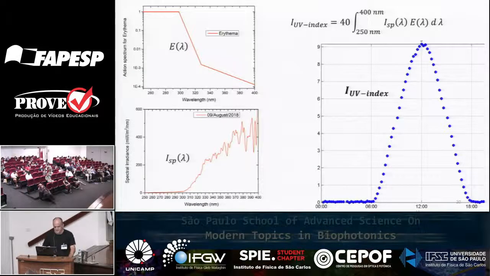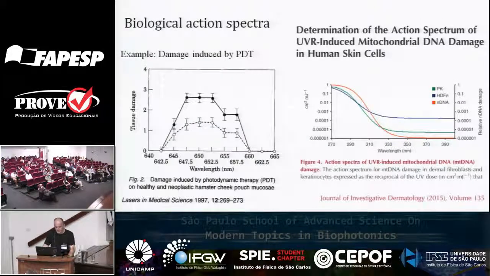To better understand, the UV index is this measurement. The UV index that you see in the newspapers is only an integration of a spectral range of the sun at different times, weighted by the active spectrum of erythema, and then you can measure this value over the day. Here we have an example to better understand the meaning of the biological action spectrum.